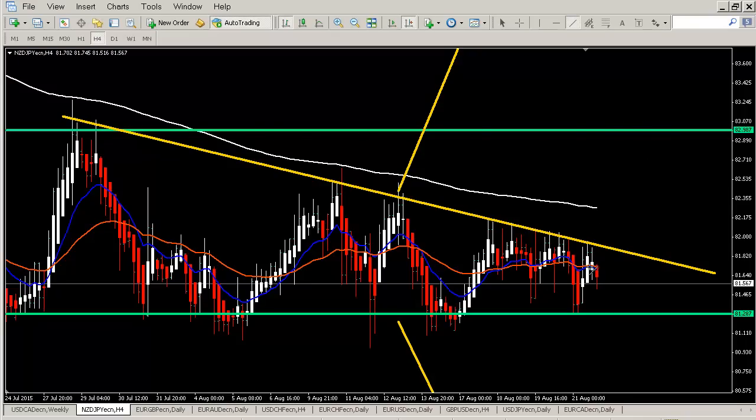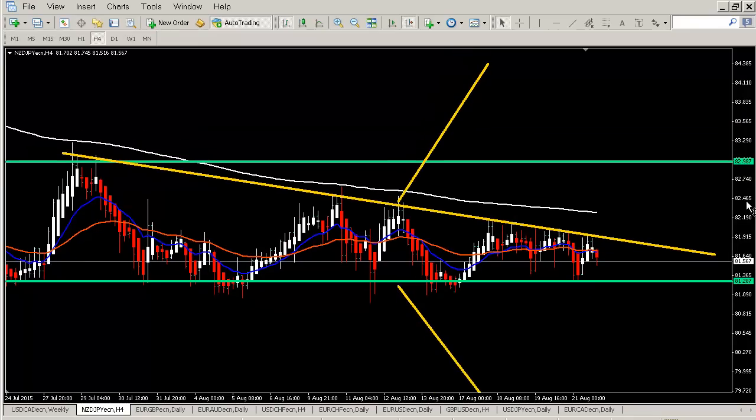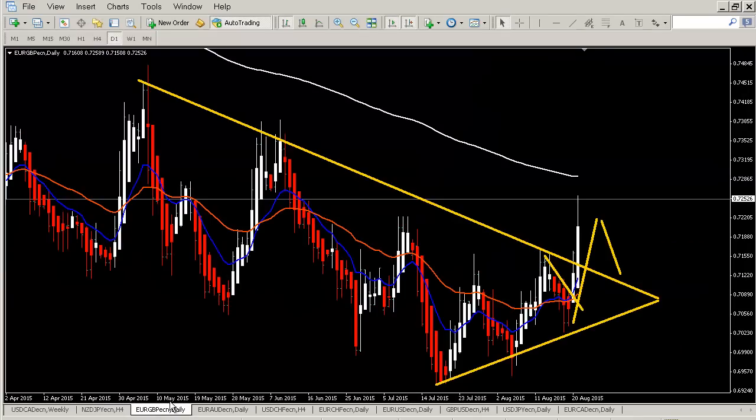Now, in case price breaks down, then what do you do? You wait for another retracement, let the market breathe in, let it breathe out, retrace back to your previous horizontal support, and then boom, you can trade shorts. Okay, now Euro GBP broke out of that wedge on the daily chart, fortunately, nicely and powerful.